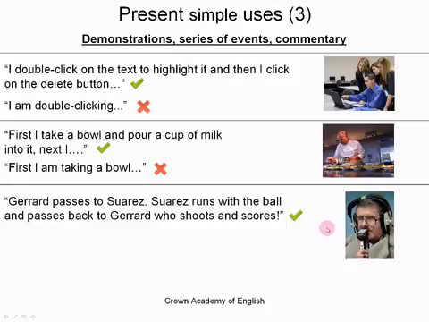So, for example, this is some example commentary from the Liverpool team. I'm a big supporter. I'm a supporter of Liverpool Football Club. So Gerrard is a Liverpool player and Suarez is a Liverpool player. The commentator would say something like, Gerrard passes to Suarez, Suarez runs with the ball and passes back to Gerrard, who shoots and scores. So all of these verbs here, you can see passes, runs, passes, shoots, scores. As you can see, they are all present simple.